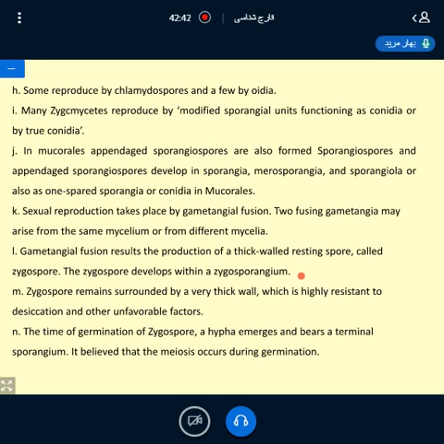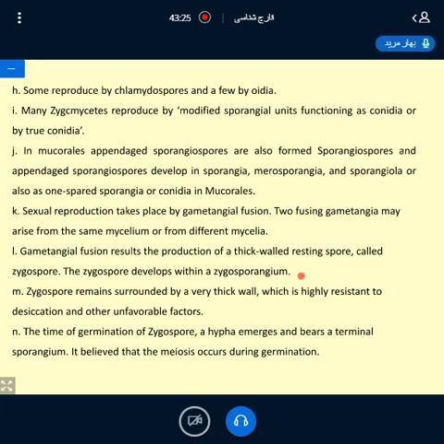In Mucorales, appendage sporangiospores are also formed. Sporangiophores develop sporangia, merosporangia and sporangiola, or also as one or paired sporangia or conidia in Mucorales. Sexual reproduction takes place by gametangial fusion. Two fusing gametangia may arise from the same mycelium or from different mycelia.